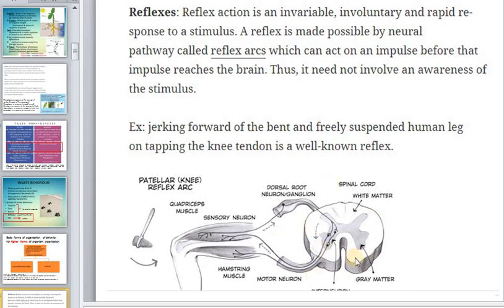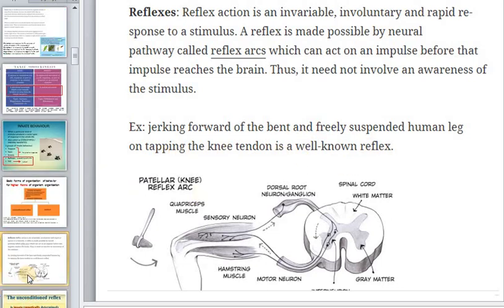Here we see only the spinal cord and spinal cord reflex, for example the knee reflex, which need not involve an awareness of the stimulus. It is the forward kick of the freely suspended human leg on tapping the knee tendon, a well-known reflex.